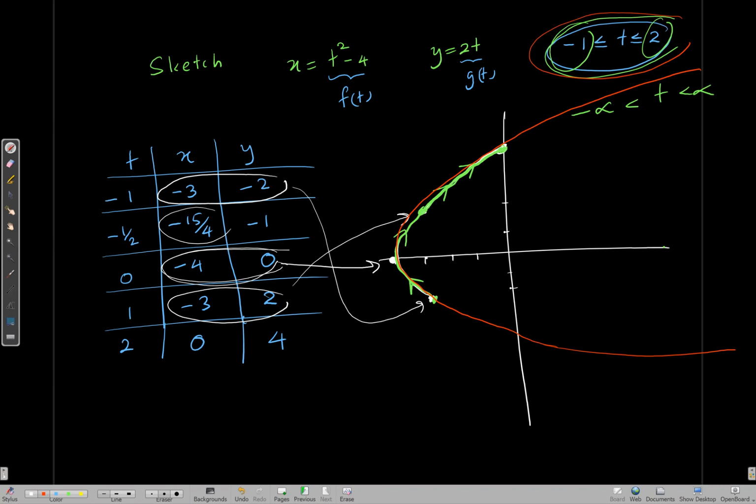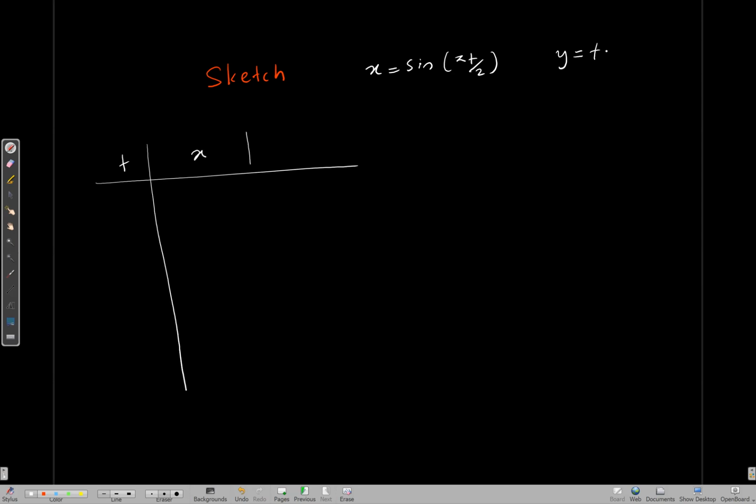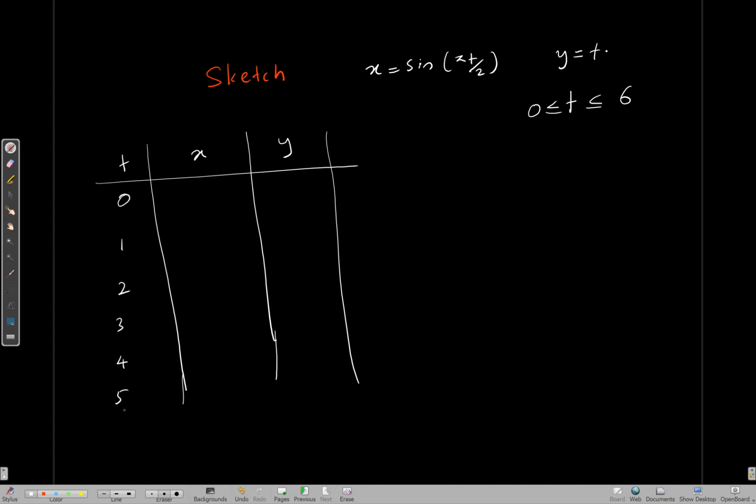And let's see another example. Now let's say sketch x equals sine of pi t over 2, y equals t. Now in this case again, make the table t, x and y. So let's say t is changing from 0 to 6. So what will we get here? So let's write down t equals 0, 1, 2, 3, 4, 5, 6.